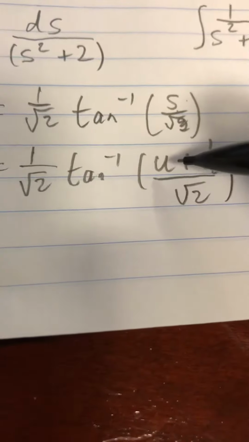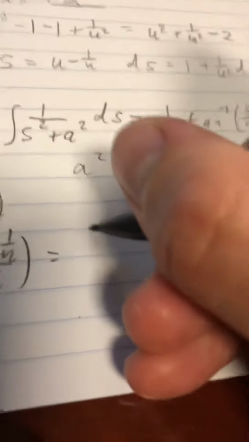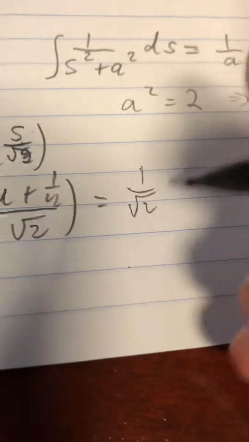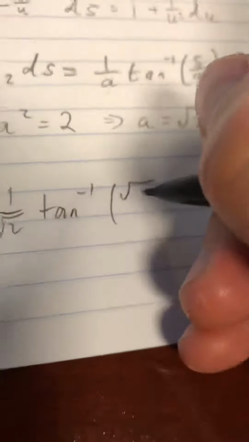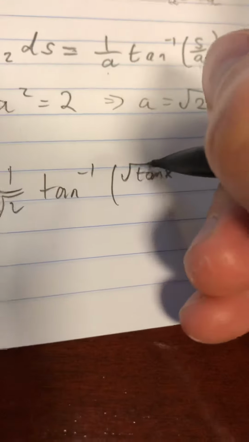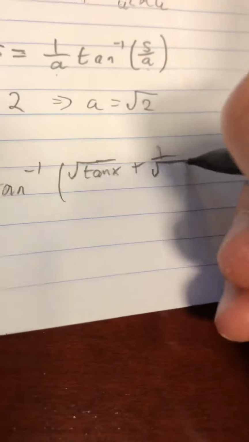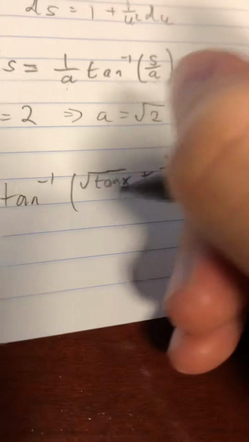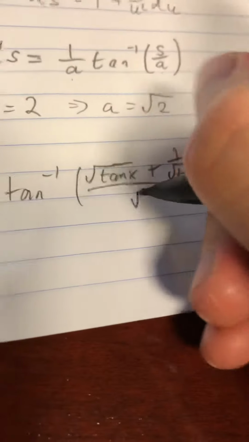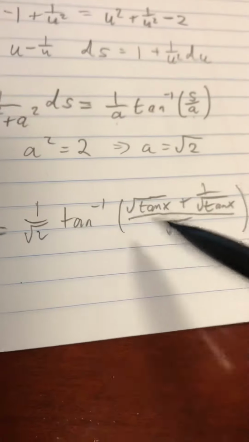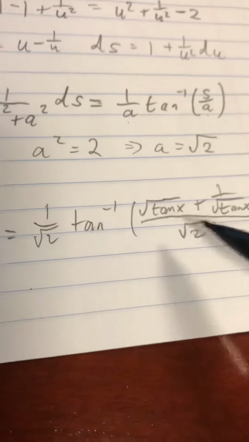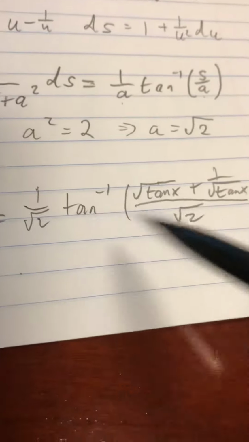Remember, u is equal to the square root of tangent x, so this becomes 1 over square root of 2 times the inverse tangent of square root tangent x plus 1 over square root tangent of x, all divided by the square root of 2. So this first integral right here, this is our solution right here. So this is the first half of our solution right here. So now we need to take a look at this one right here.